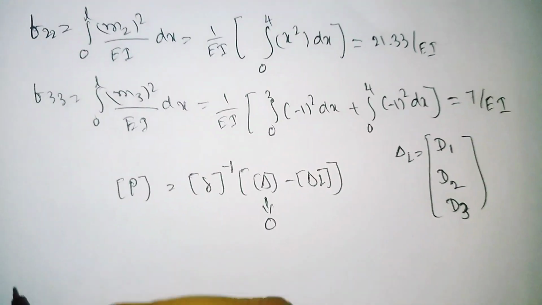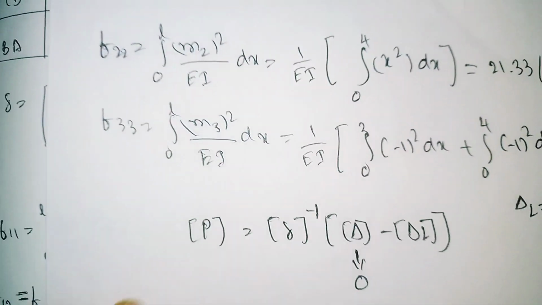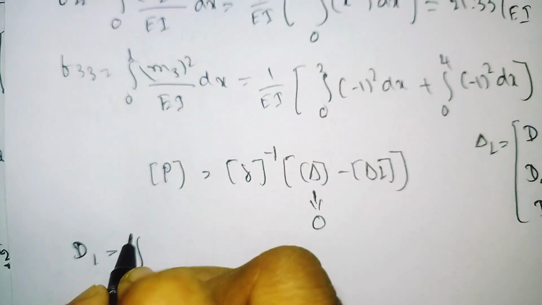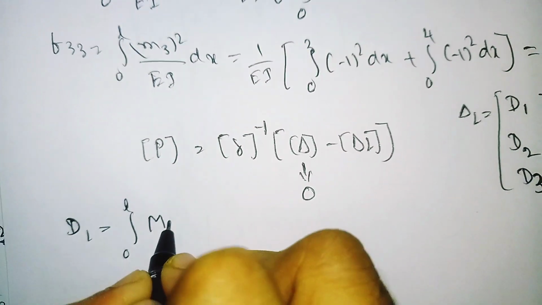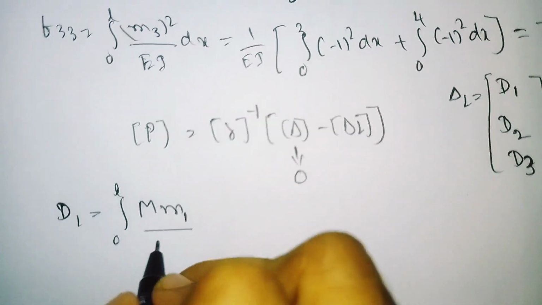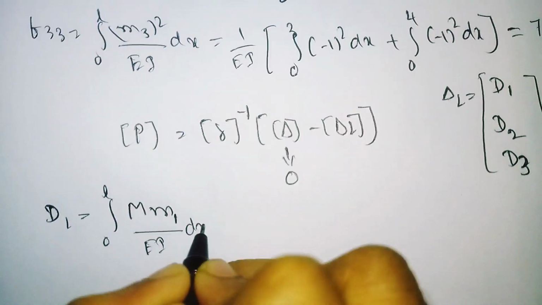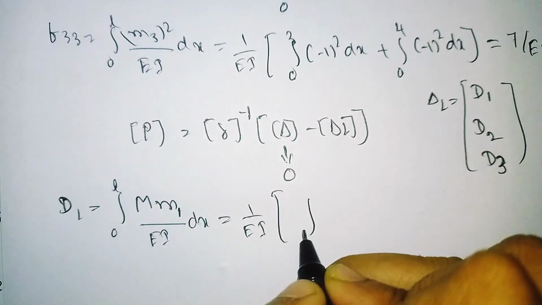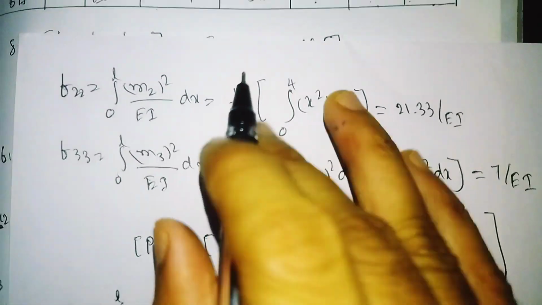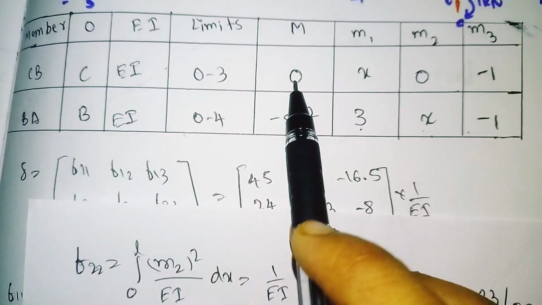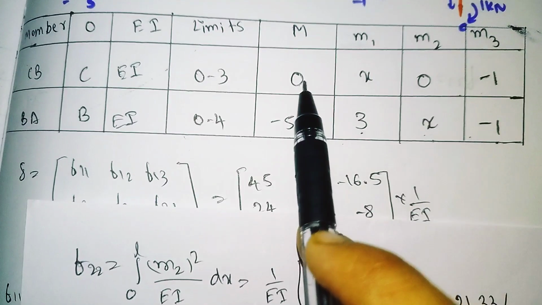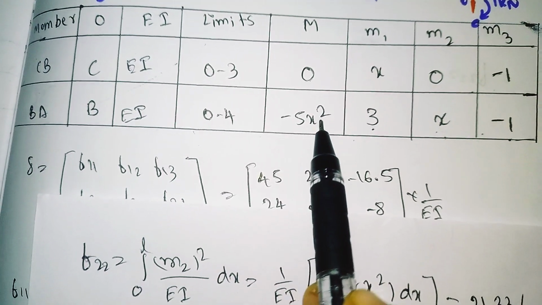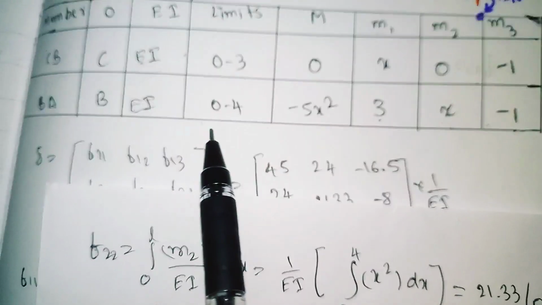So for D1, again, we have the formula: integration of 0 to L of capital M into small m1 divided by EI into dx. So 1 divided by EI I am taking outside. Now the integration of capital M and small m1. Capital M is 0, so 0 into anything becomes 0. And for BA we have the M value minus 5x square and m1 is 3. This into this we need to do.